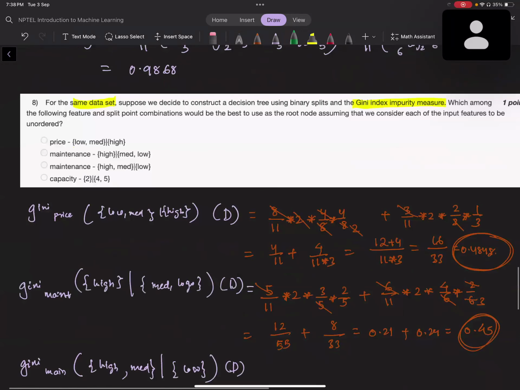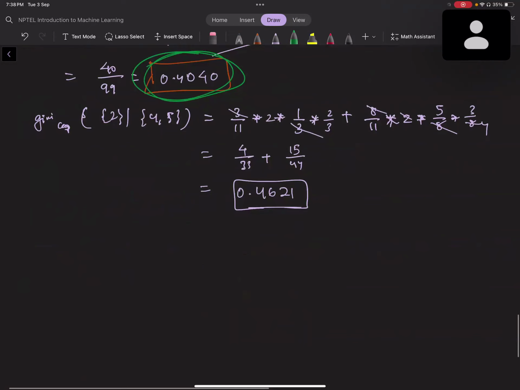Option C. Okay, so this is the way you can calculate. It's very simple. Just need to do the thing.